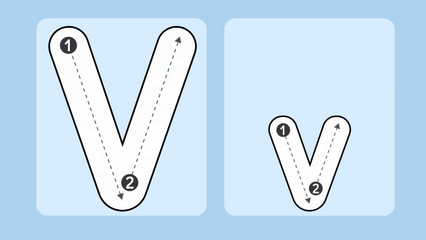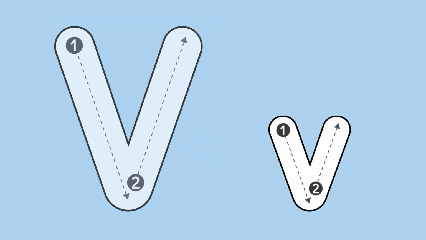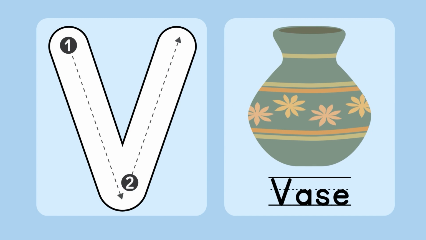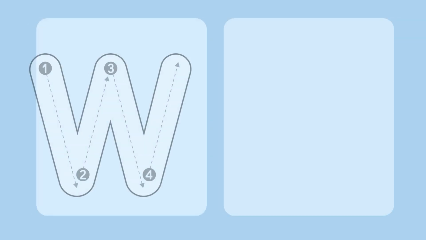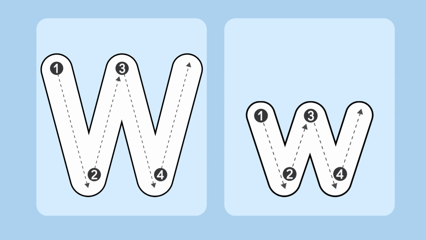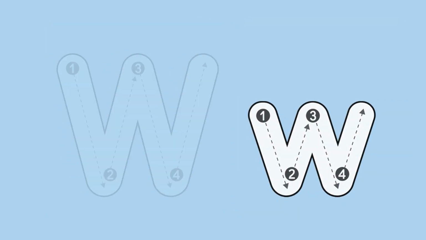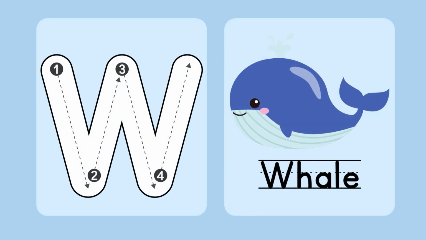This is how you write V. V for vase. Follow the number to write W. W for whale.